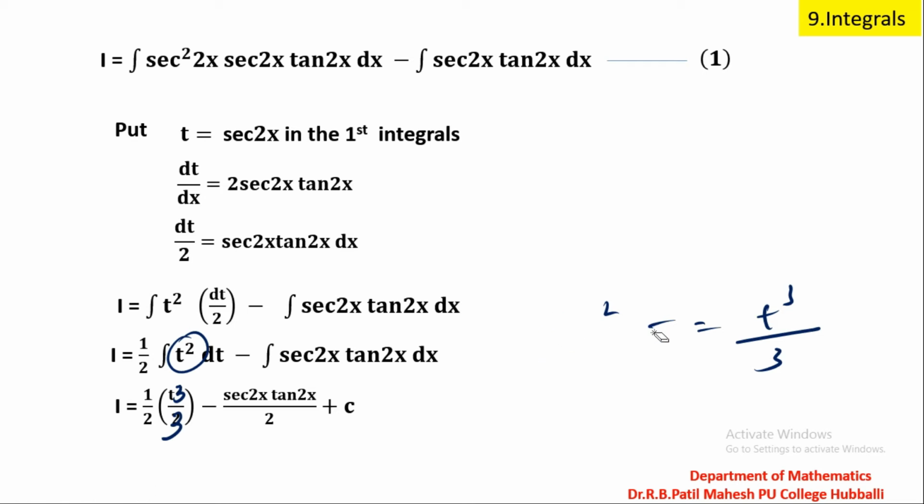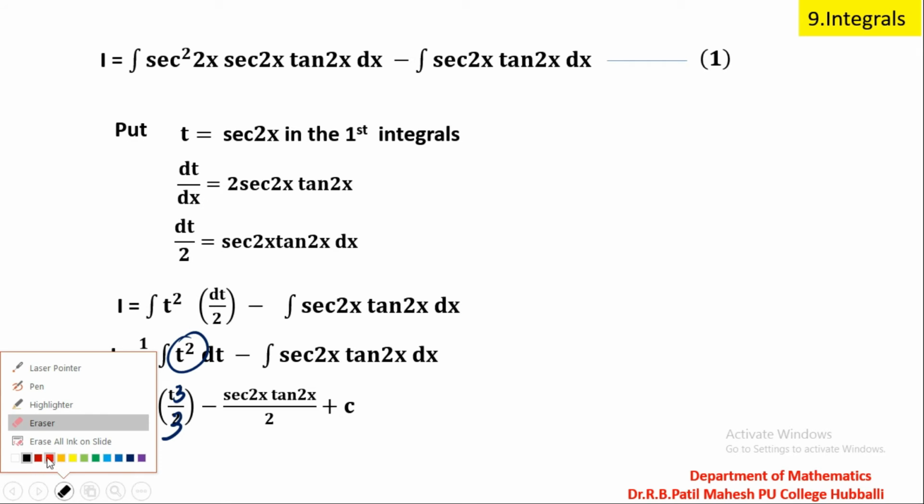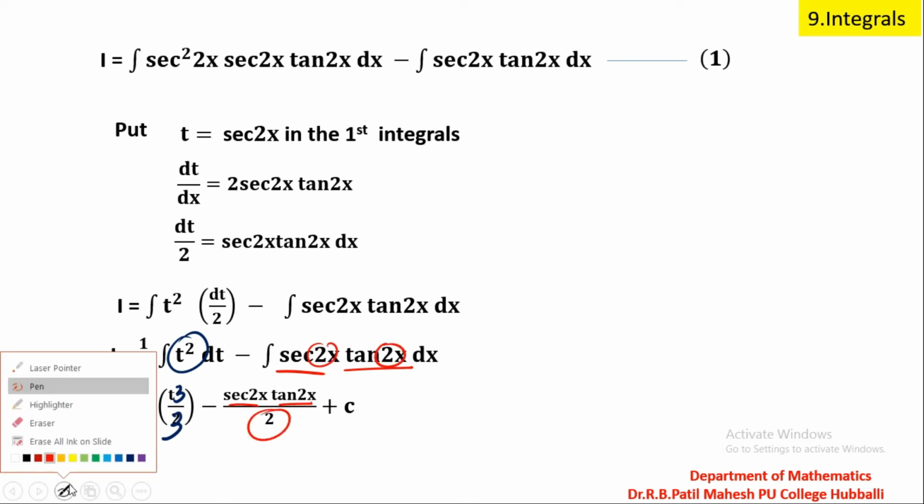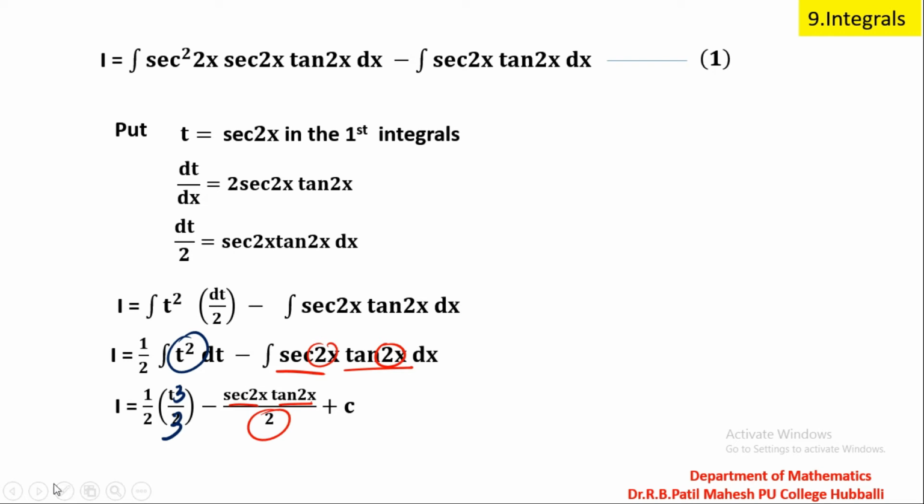And next, integration of sec 2x tan 2x. As I told you just now, integration of sec 2x tan 2x is sec 2x tan 2x, and the x coefficient also should be in the denominator, that is 2 in the denominator. Hope you followed this question. And finally I can simplify: t cube upon 6, because 3 into 2 is 6, and as it is sec 2x tan 2x divided by 2 plus c.